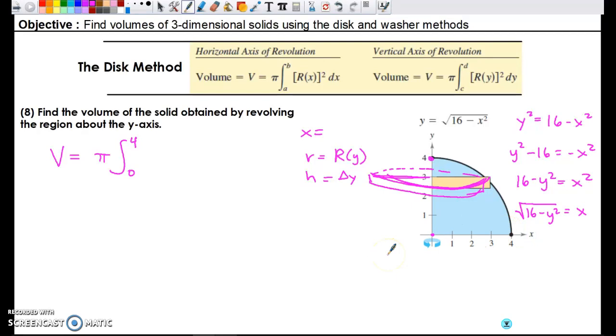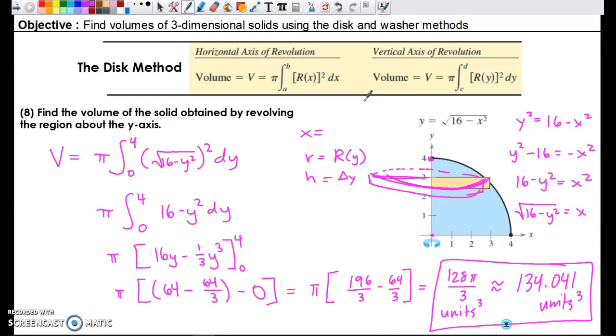So I'm going to integrate that function squared, the square root of 16 minus y squared, squared, which is super convenient, as you can imagine. And dy, I'm integrating with respect to y. Again, I'm going to evaluate off camera, and you can see that my final answer should be about 134.041 cubic units.